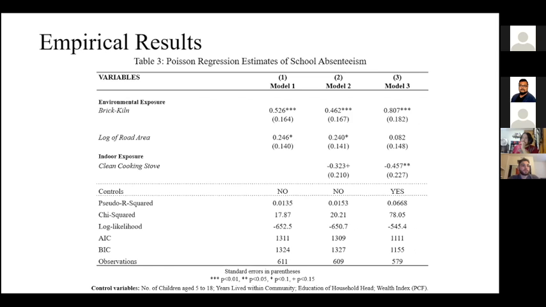Moving on to our Poisson, we see a strongly significant effect of brick kilns on school absenteeism across all three models, both when accounting just for outdoor variables in the first model, including indoor in the second, and then including socioeconomic controls in the third. The log of road area seems significant at the 10% level for the first two models, but this drops off when socioeconomic controls are included. And clean cooking stove is significant at the 5% level when socioeconomic controls are included. Once again, by corrected AIC, our third model is our preferred one.